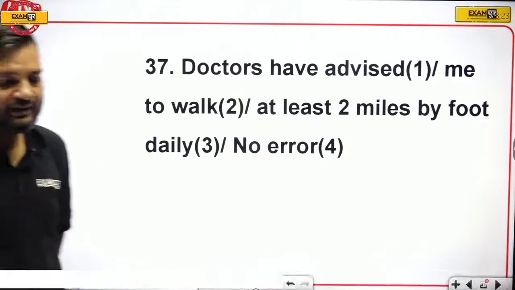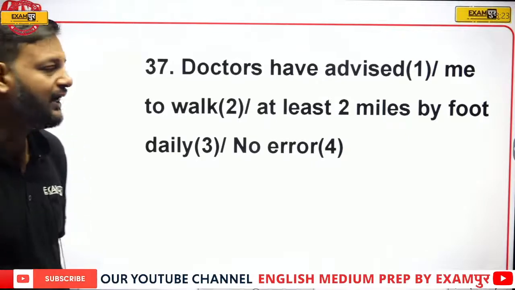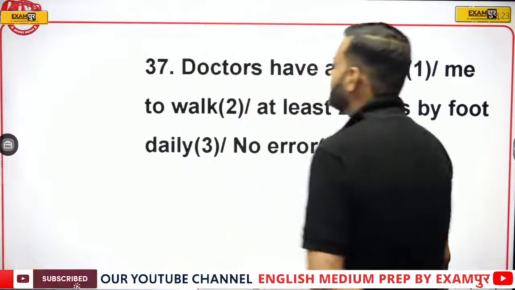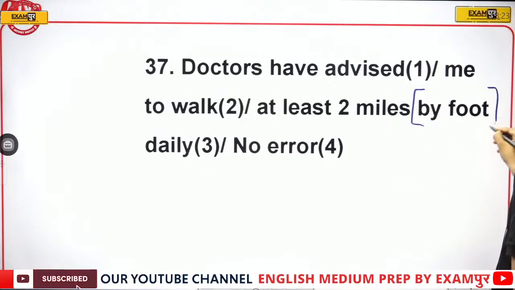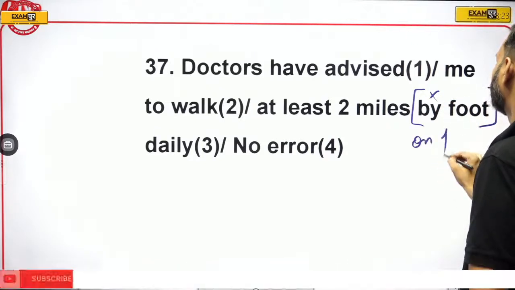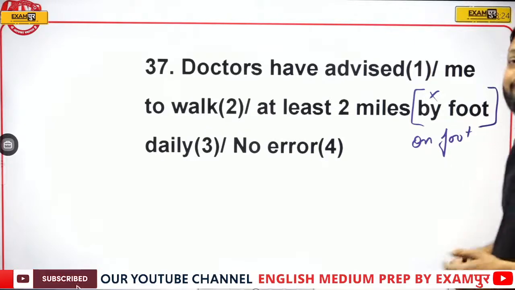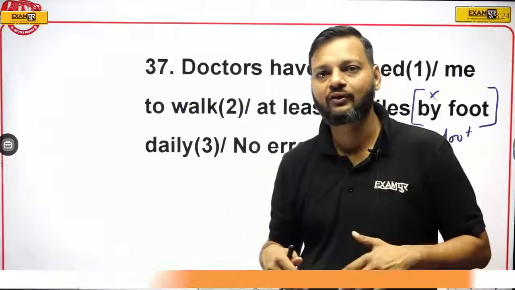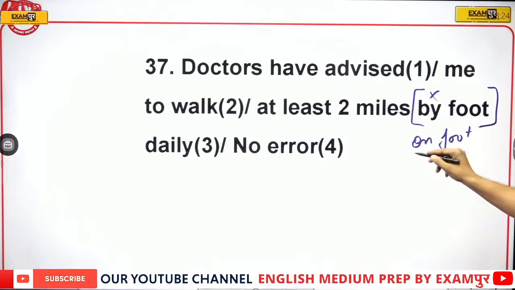Okay. Anyone else? Pratima also said on. Wonderful. Sitaram and Pratima, you are absolutely right. Here doctors have advised me to walk at least 2 miles by foot. Okay, by foot is a wrong expression. In place of by we need on foot. We do not walk by foot, we walk on foot. So here the use of by is wrong. In place of by we need on.